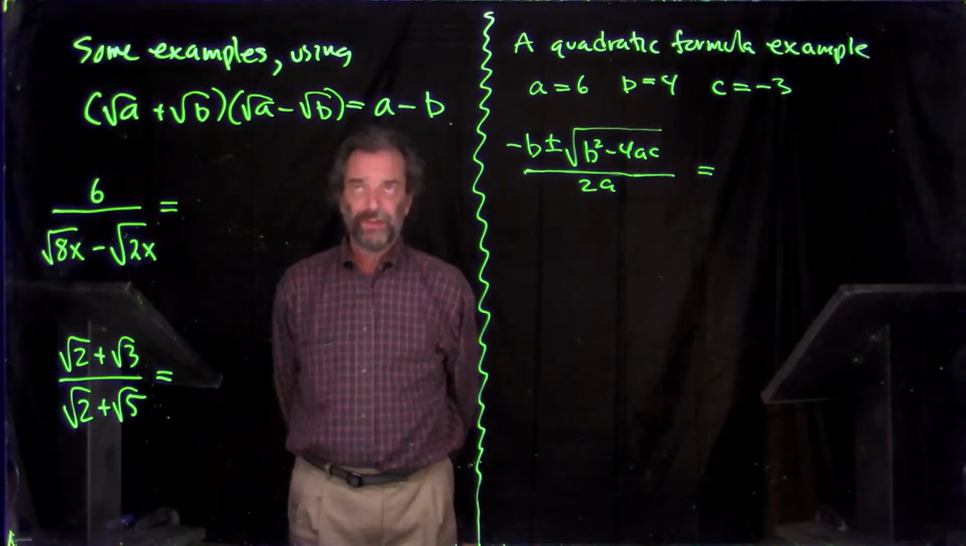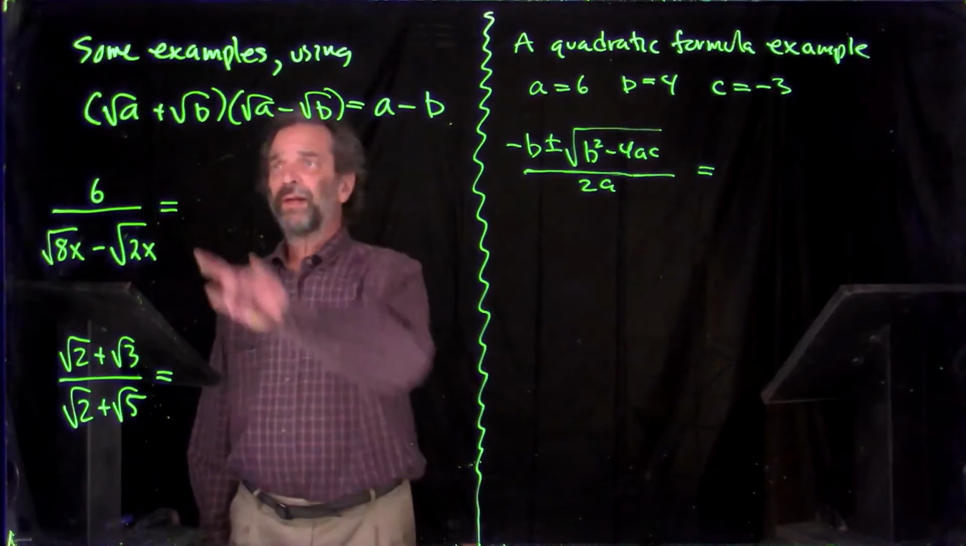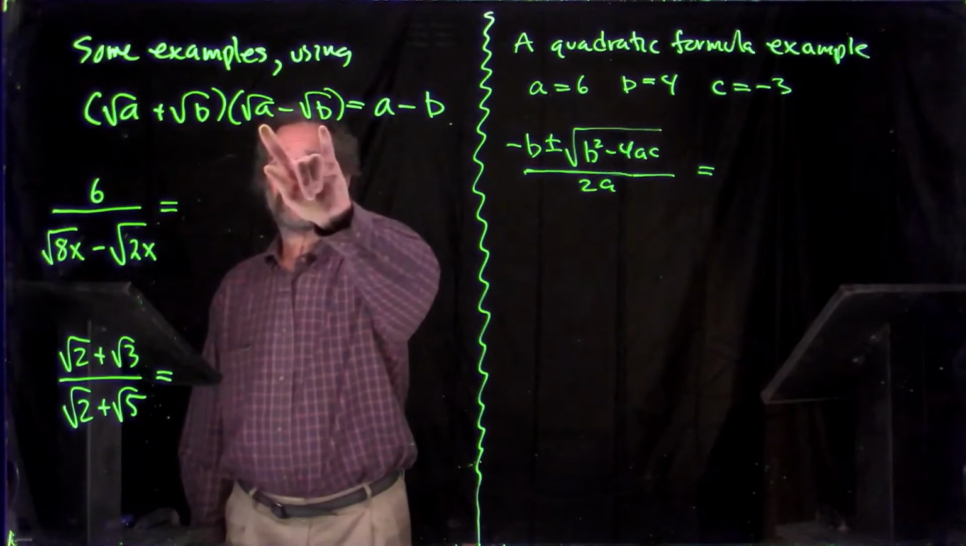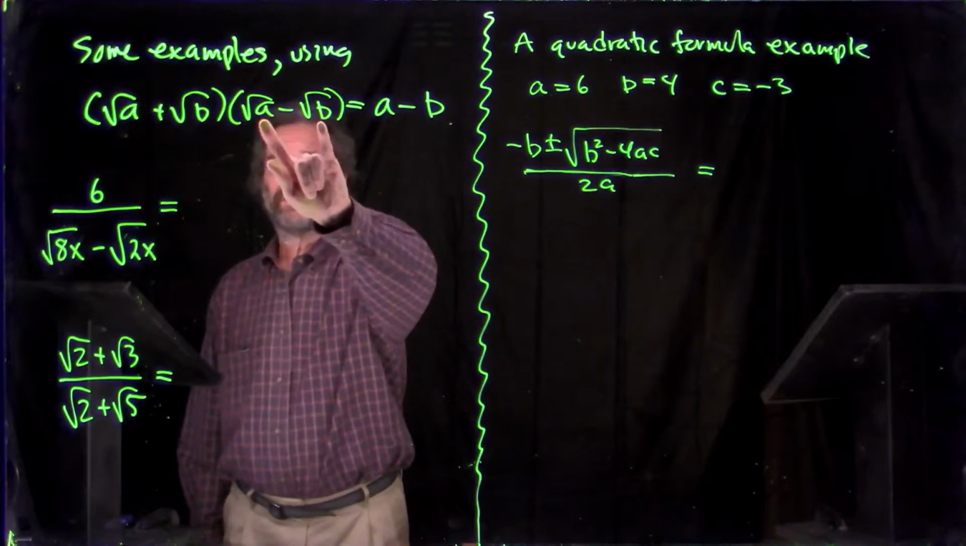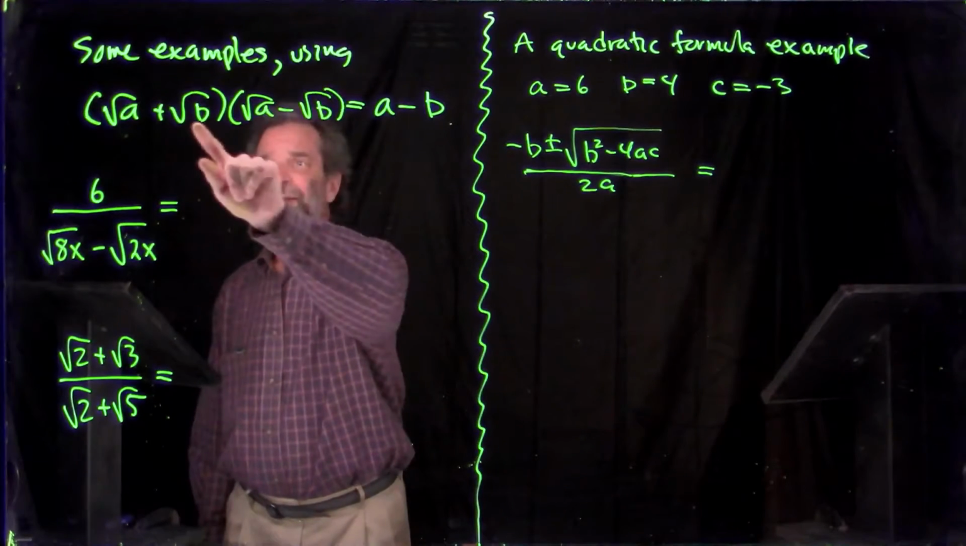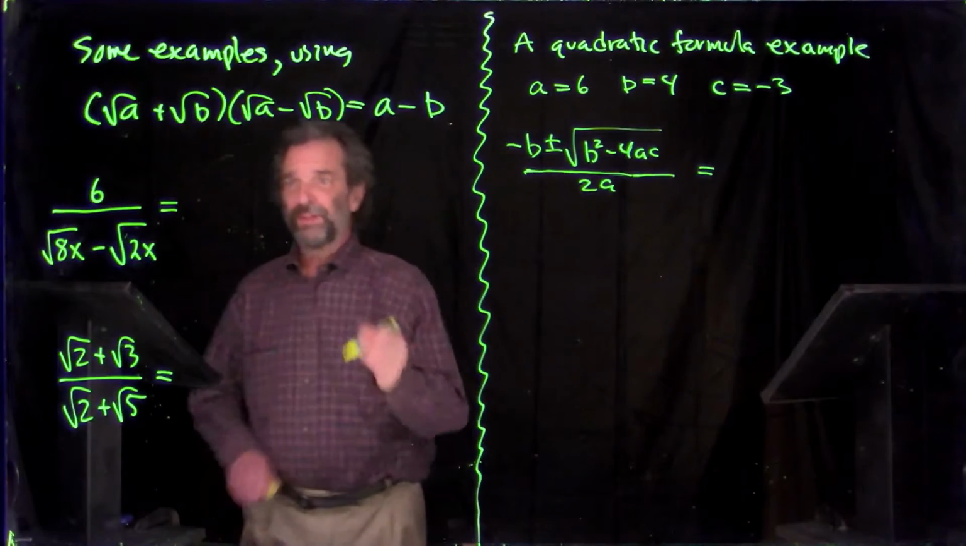So we're going to look at some examples. In particular, we'll look at examples using what the conjugate looks like when the two quantities are both square roots. So here's the square root of a plus the square root of b, times the square root of a minus the square root of b. That product will be this thing squared, which will be a, minus that thing squared, which will be b. So you just get a minus b. So we'll see that happen here.